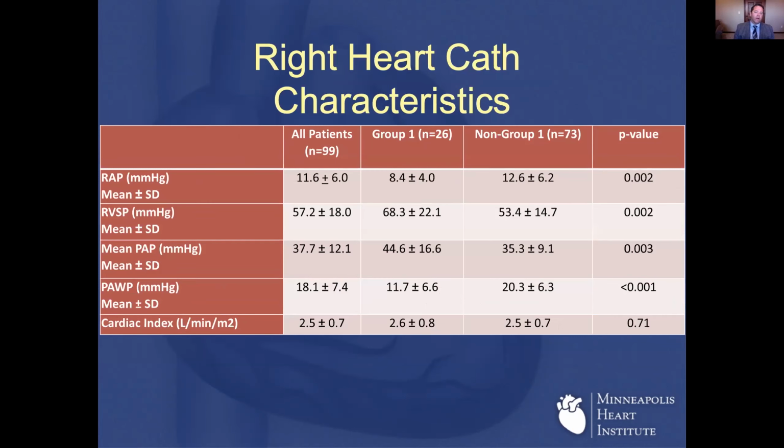When we look at right heart cath characteristics of the two groups, a few things to highlight would be that right atrial pressure tended to be lower in the PAH group, while RVSP was higher. The mean PA pressure was also higher at almost 45 versus 35 in the non-PAH group. The wedge, no surprise, was also lower in the PAH group. Cardiac index, no different between the groups.